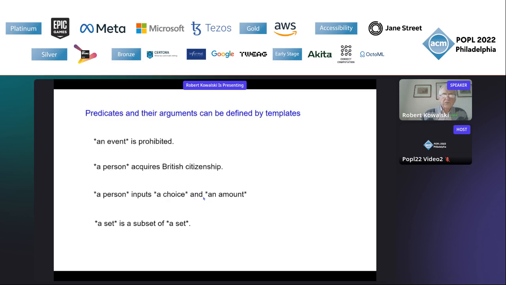And notice that the word "and" can occur inside a predicate, and the fact that it's declared by a template means that it will not be confused with the "and," which combines several conditions into a rule.